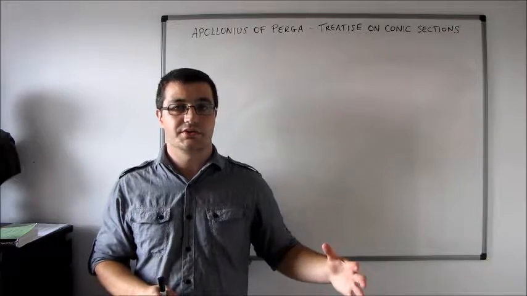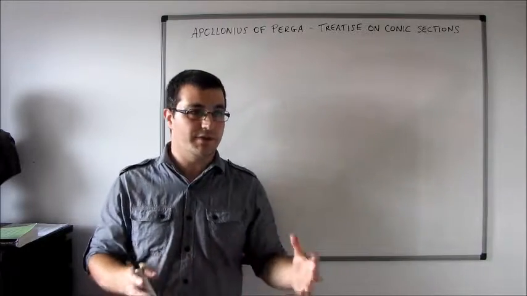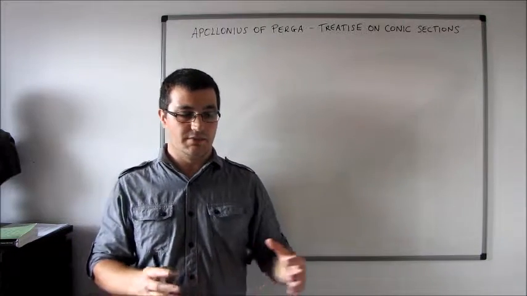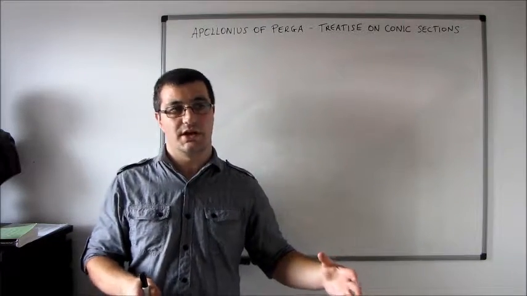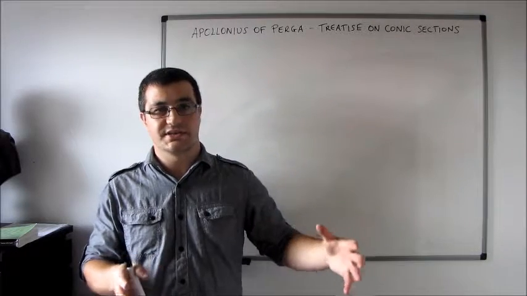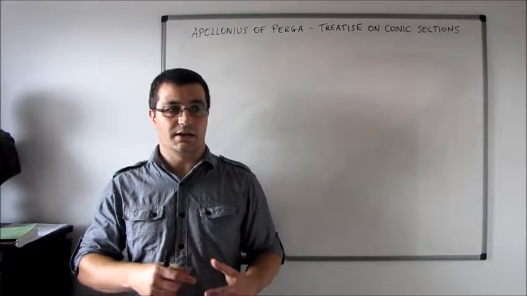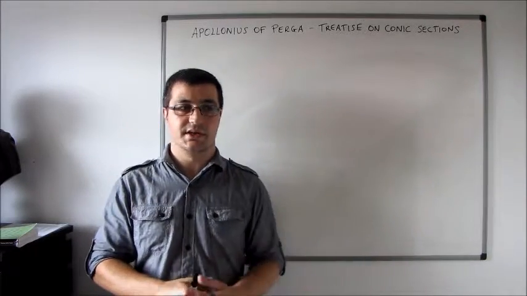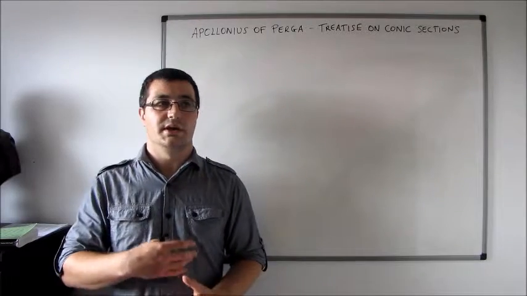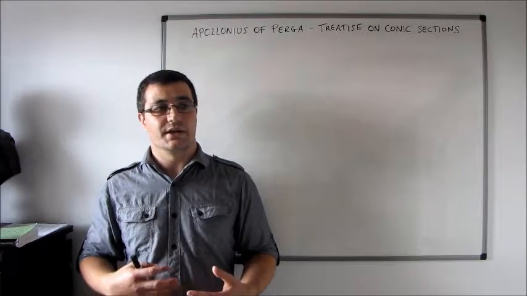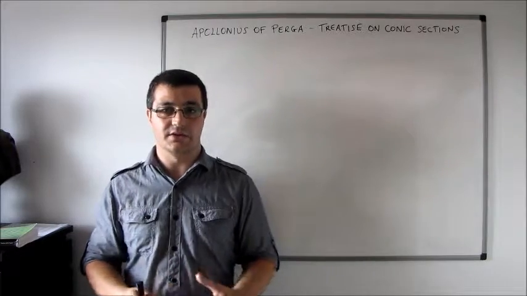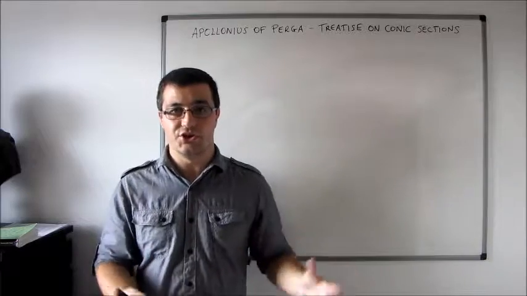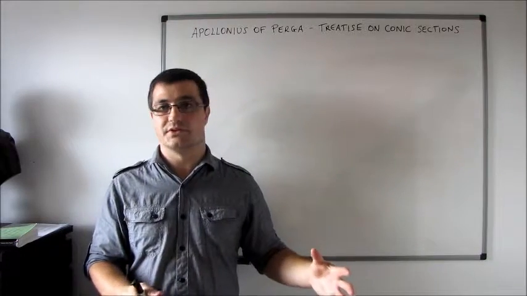The first 4 books concentrate on what would be considered the more fundamental properties of conic sections. The results from the first 4 books are considered to be maybe a collation of results from Apollonius's predecessors. He's collated these results, maybe refined them, presented them in a new style, but ultimately there's nothing overwhelmingly new about the first 4 books.